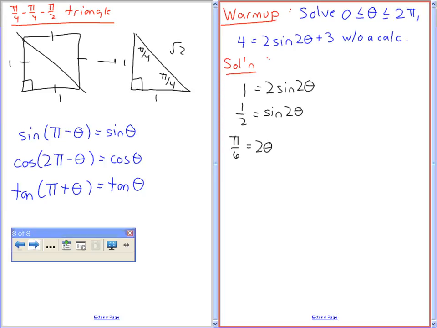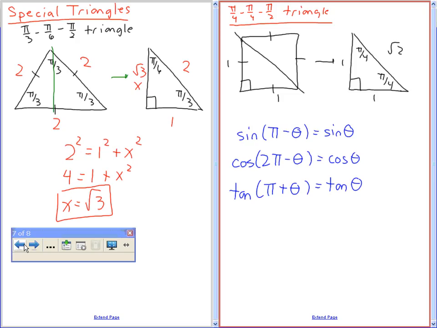How do you know that? It's that triangle, you know it's that triangle. If I want 1/2, it's going to be opposite over the hypotenuse, right? So the opposite to 5 pi by 6 is 1, the hypotenuse is 2.